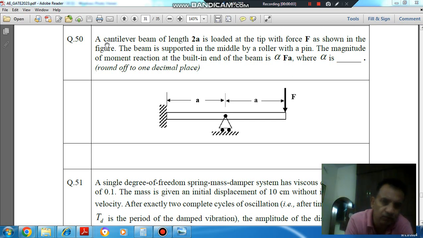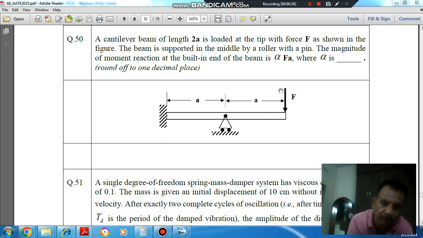Hello, welcome again. We are solving GATE 2023 Aerospace Engineering paper question number 50. A cantilever beam of length 2a is loaded at the tip with force F as shown in the figure. The beam is supported in the middle by a roller with a pin. The magnitude of moment reaction at the built-in end of the beam is alpha Fa, where alpha is dash. Round up to 1 decimal place.